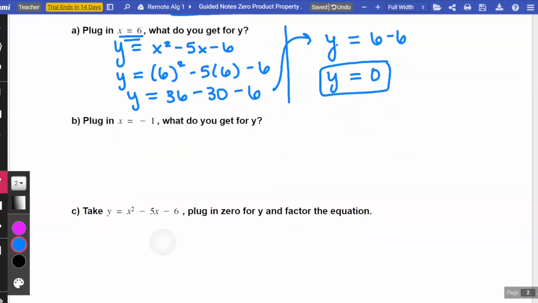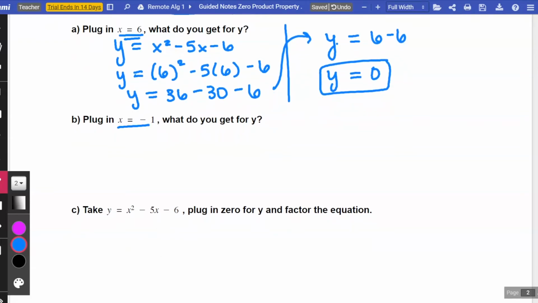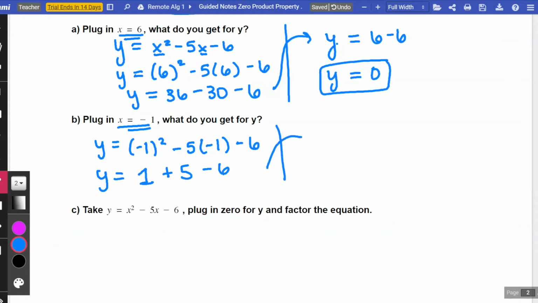Interesting. Now we're going to take the same equation, and this time we're going to plug in x equals negative 1. So y is equal to negative 1 squared minus 5 times negative 1 minus 6. All I've done is taken the x's and replaced them with the value of negative 1. Negative 1 squared is positive 1. Negative 5 times negative 1 is positive 5. Minus 6. We get 1 plus 5 is 6, and then 6 minus 6 is equal to 0.